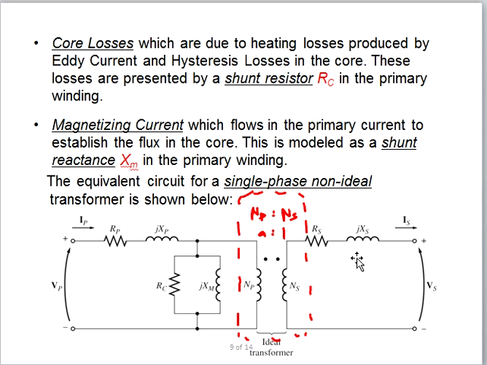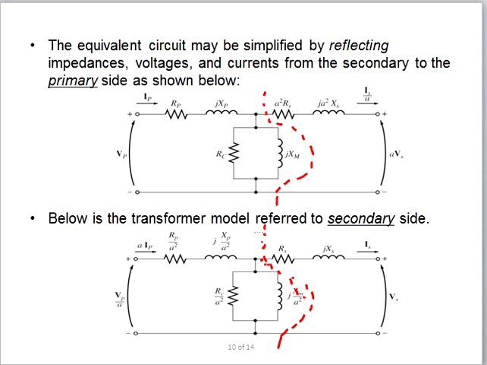Here's some explanation for the single phase. This is the ideal transformer. And here's this model referred to the secondary. The first one at the top is the primary, and the second one is the secondary.